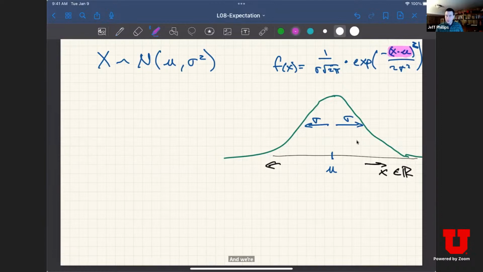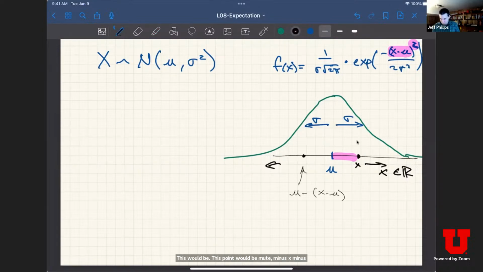And we're measuring the distance, x minus mu, and I'm squaring that, okay? So for some particular value x, I measure this distance, and I'm going to square that distance. So if I have minus x, this would be in the other direction. This point would be mu minus (x minus mu). Yeah, so this is the difference vector, and I'm subtracting that from mu instead.